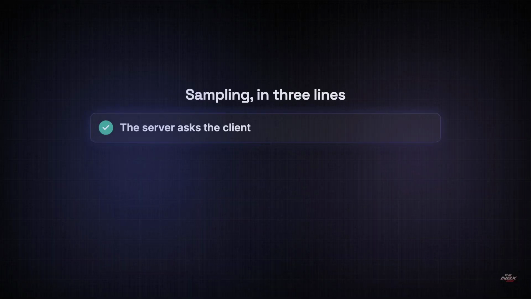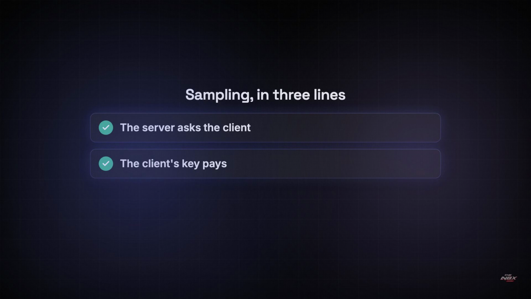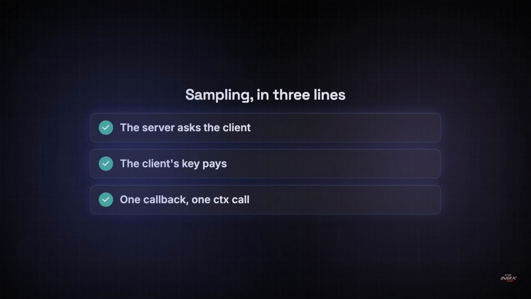In three lines. Sampling reverses the protocol. The server asks the client. The client holds the key, so the client pays. And it takes one callback on the client and one ctx call on the server.